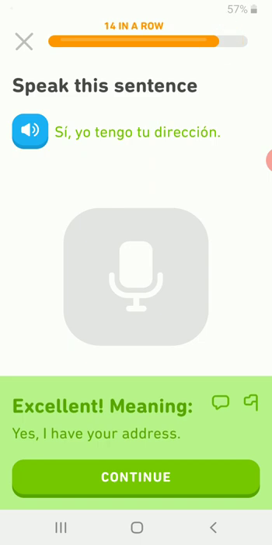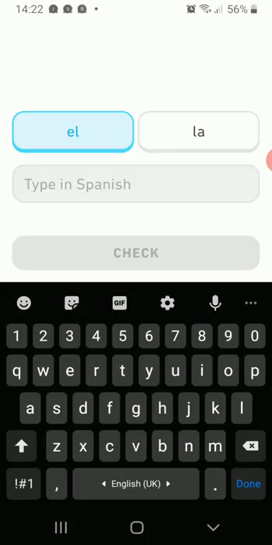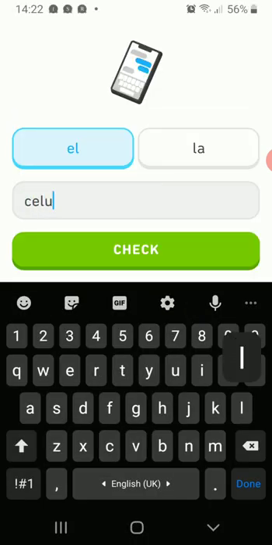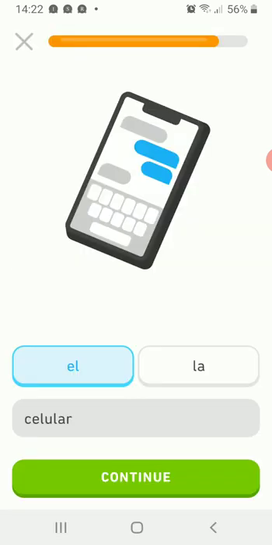Sí, yo tengo tu dirección. So yes, I have your address. Sí, yo tengo tu dirección. And this is a cellular phone or cell phone. El celular. This is how you say it in Spanish.